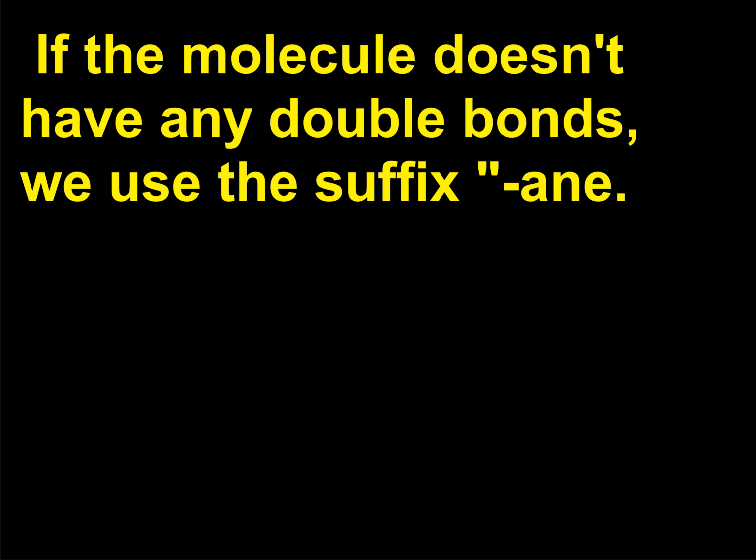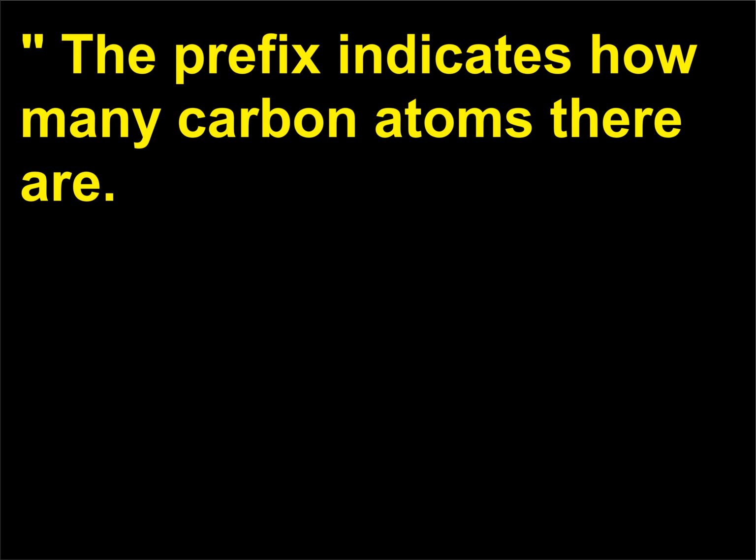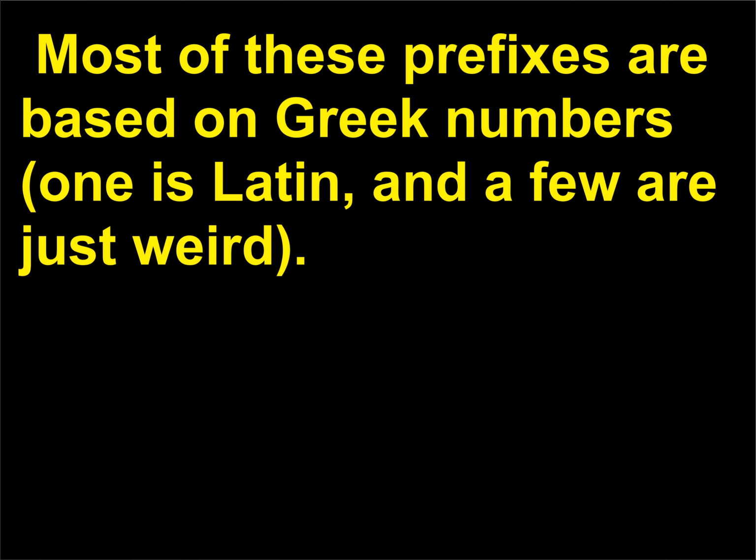If the molecule doesn't have any double bonds, we use the suffix -ane. The prefix indicates how many carbon atoms there are. Most of these prefixes are based on Greek numbers, one is Latin, and a few are just weird. Collectively, these molecules are called alkanes.